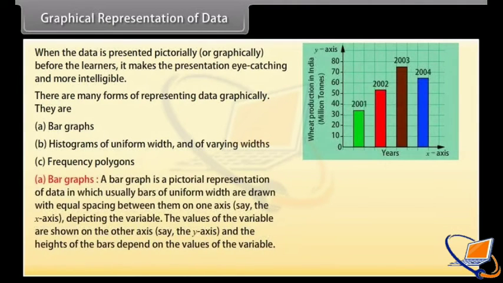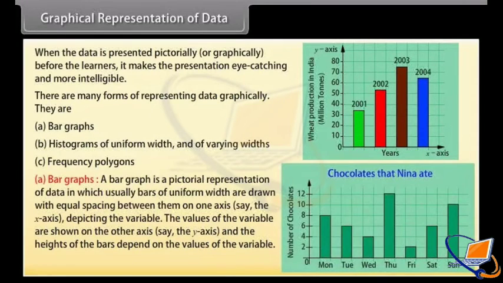Bar graph. We know that a bar graph is a pictorial representation of data in which usually bars of uniform width are drawn with equal spacing between them on one axis, say the x-axis, depicting the variable. The values of the variable are shown on the other axis, say the y-axis, and the heights of the bars depend on the values of the variable. Let us take one example to read the bar graphs.